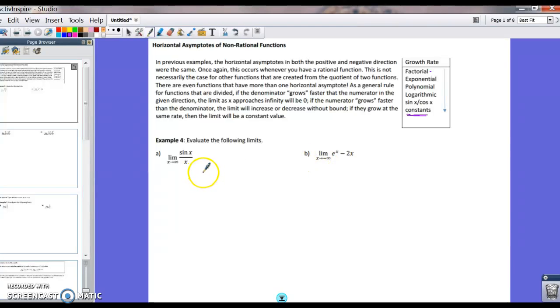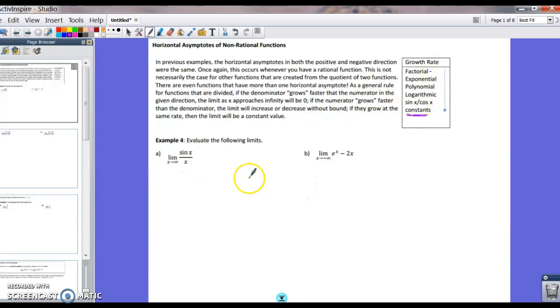If we look at example A, it says the limit as x goes to infinity of sine x over x. This is not a rational function because it's not a polynomial divided by a polynomial, so we can't use any of those rules we talked about previously. But what we need to do is determine whether or not the numerator is growing faster than the denominator. So I'm going to go over to my handy little chart here.